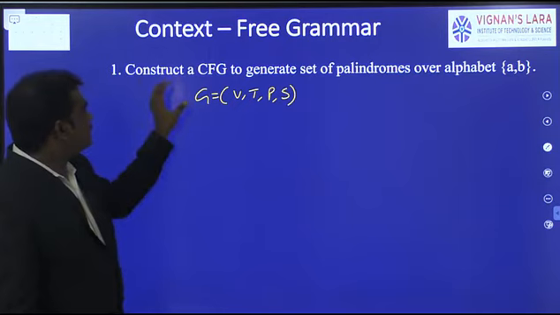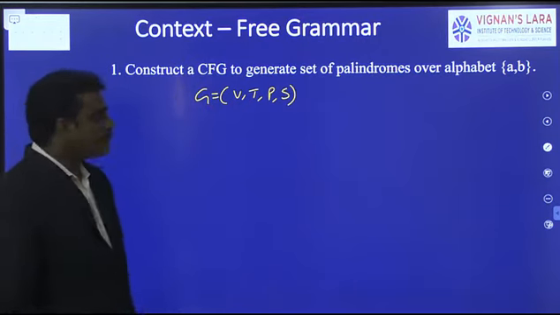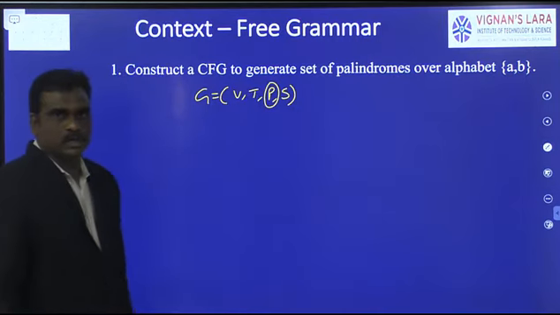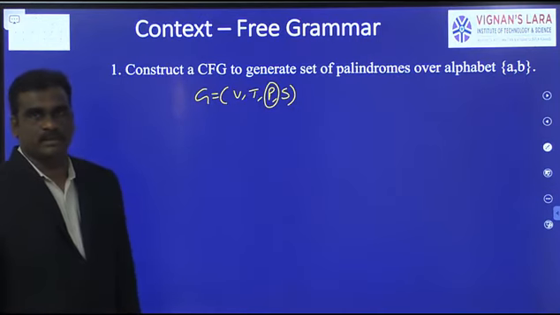So in this case, constructing a context-free grammar means we are mainly concentrating on the third tuple, that is P. P means the set of productions.